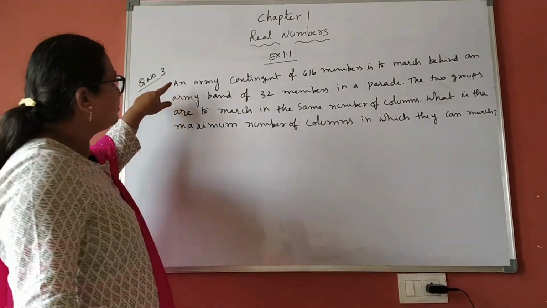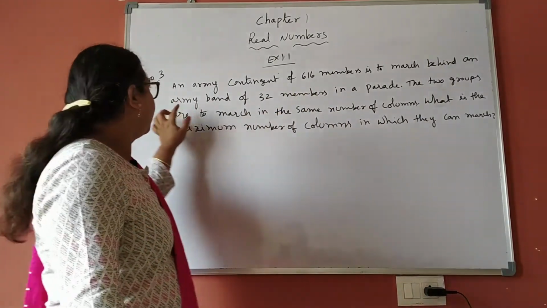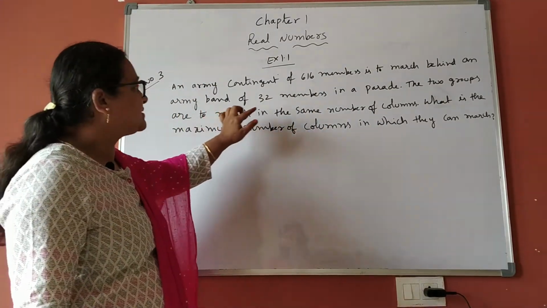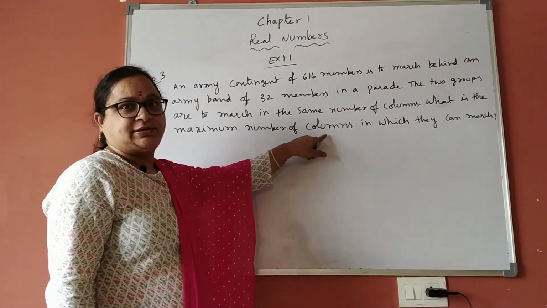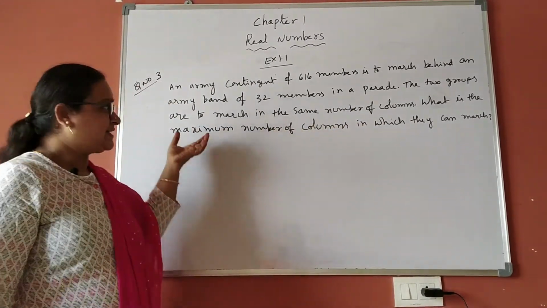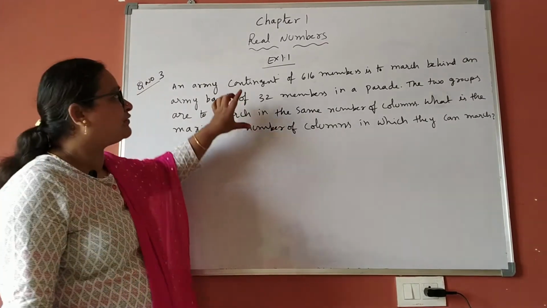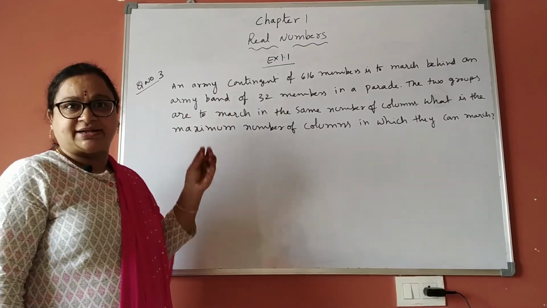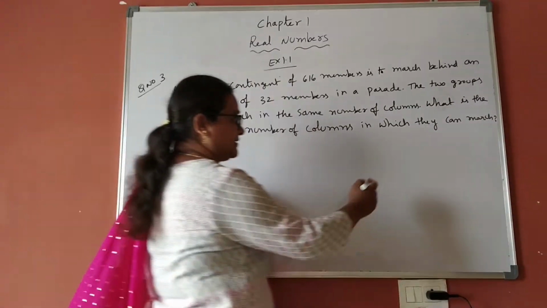Question number 3. An army contingent of 616 members is to march behind an army band of 32 members in a parade. The two groups are to march in the same number of columns. What is the maximum number of columns in which they can march? Here what did they ask? Maximum number of columns means highest common factor, HCF. We need to find HCF of 616 and 32. Question is big, children, but answer is very small. So we need to find HCF of 32 and 616.